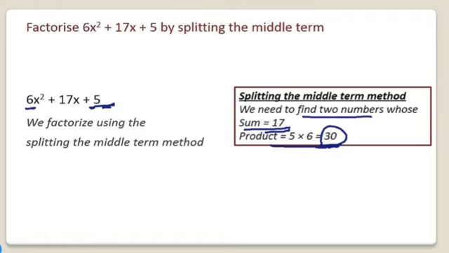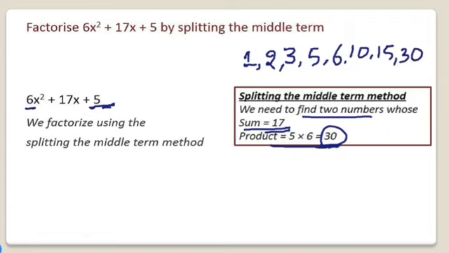Now list the factors of 30. So 1 is a factor of 30, and 2 is also a factor of 30, and 3 is also a factor of 30, and 5 is also a factor of 30, and 6 is also a factor of 30, and 10 is also a factor of 30, and 15 is also a factor of 30, and finally 30 is also a factor of 30. So these are the numbers or factors of 30.